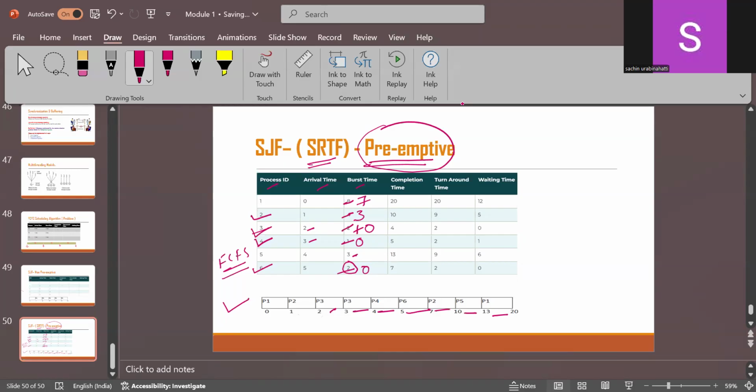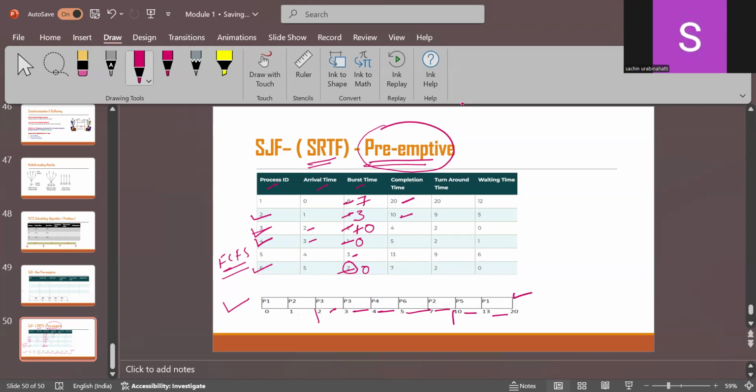Seeing the Gantt chart, it is very clear; we can come up with the completion time. What is the completion time of P1? Seeing this Gantt chart, we can easily say that P1 is completed at 20 units of time. P2, if you see here, P2 is here and also here. So this is the last remaining time. P2 has been utilized from 7 to 10. So the completion time of P2 is 10.